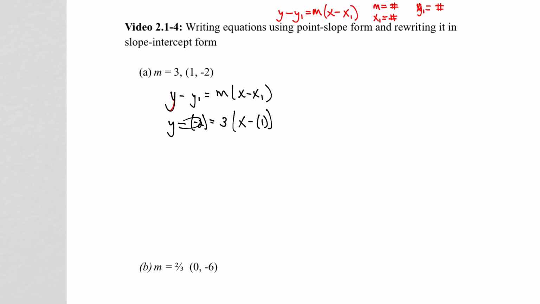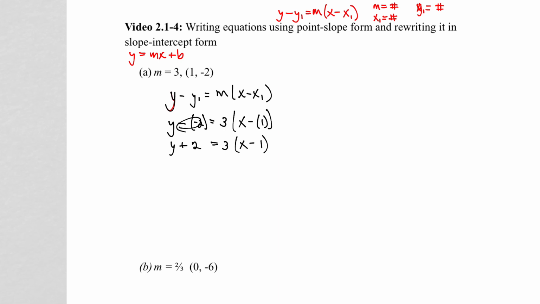So here we have two negative signs, so I could rewrite that as y plus 2. And in the set of parentheses, I don't need that 1 in parentheses anymore. So let's just rewrite that as x minus 1. So now I'm going to transform this equation into slope-intercept form. So remember, slope-intercept form is y equals mx plus b. So I have to get the y term alone.